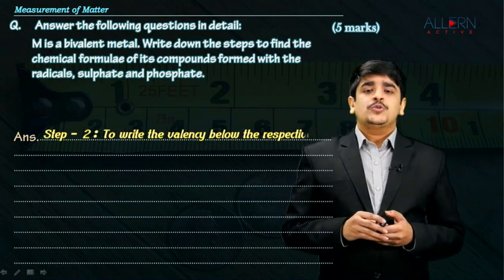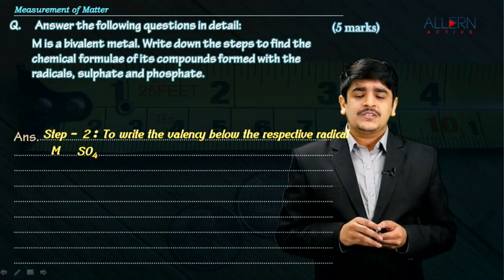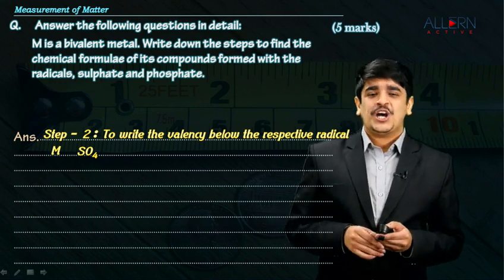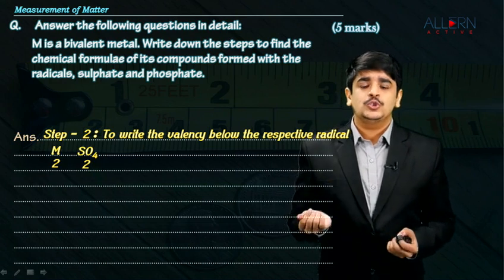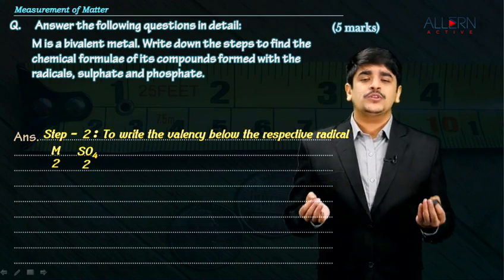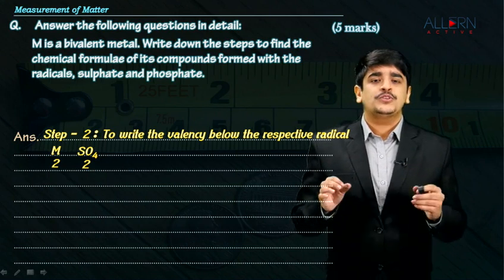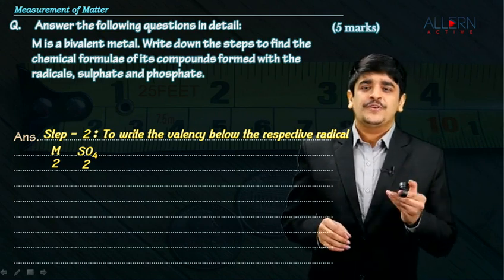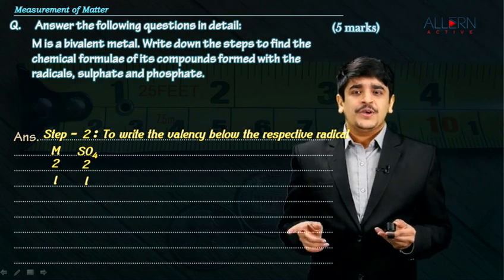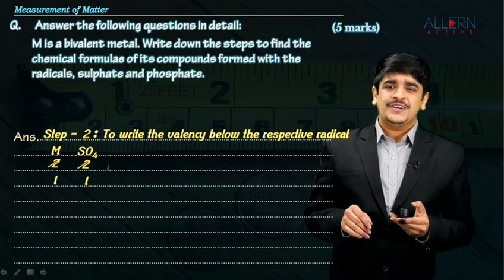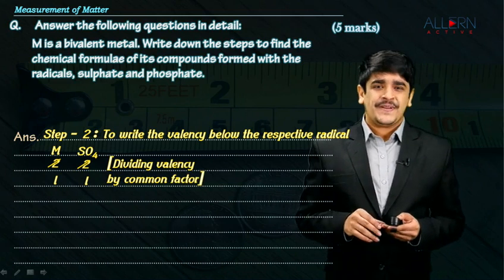Step 2. To write down the valency below the respective radicals, so we have M and SO4, M with a charge of 2 plus, SO4 with a charge of 2 minus. But again, 2 and 2, both of them can be divided further, both of them can be reduced by the common factor 2. When you do that, the new charges over here are going to become 1 and 1. The only thing left over here is also going to be the crisscross method, the cross multiplication method.